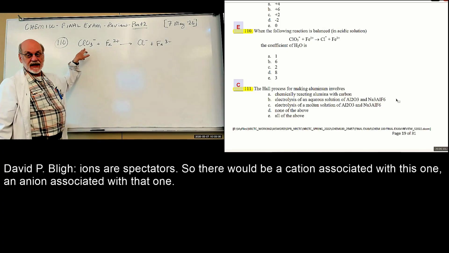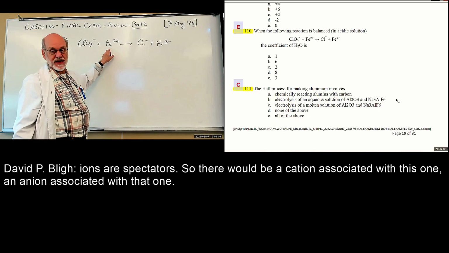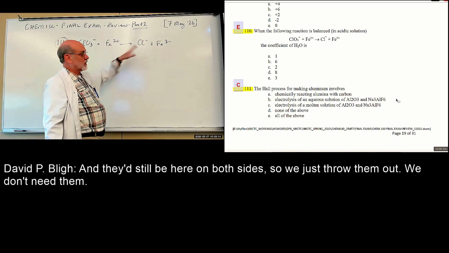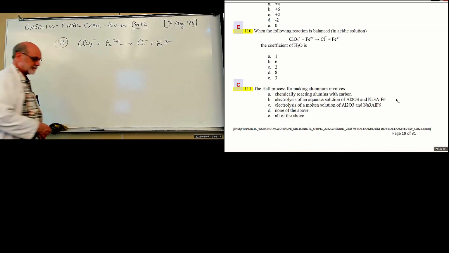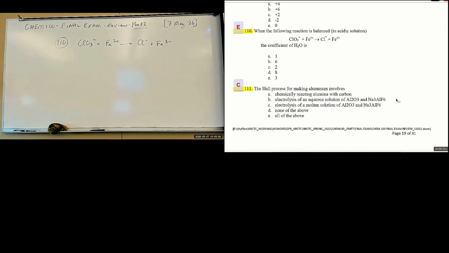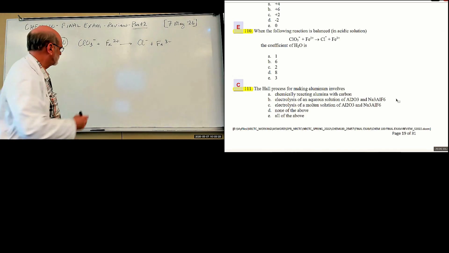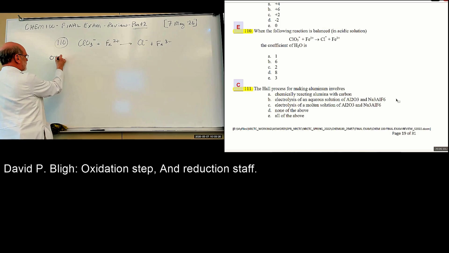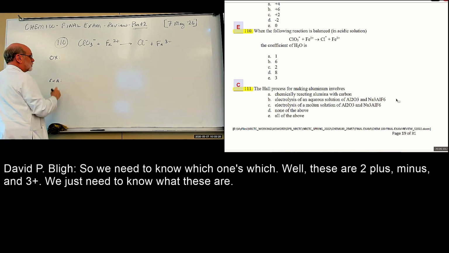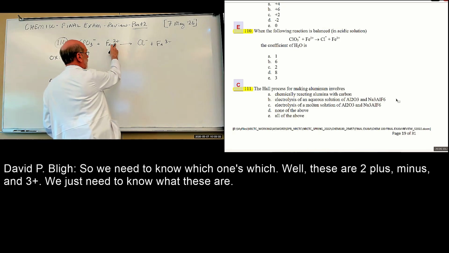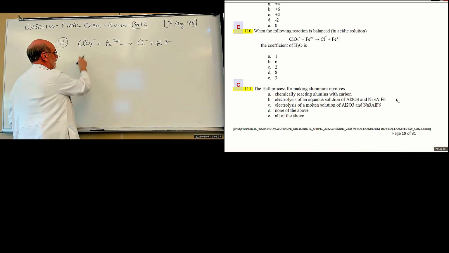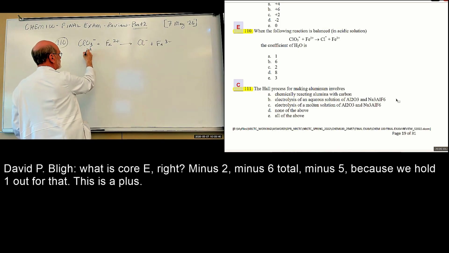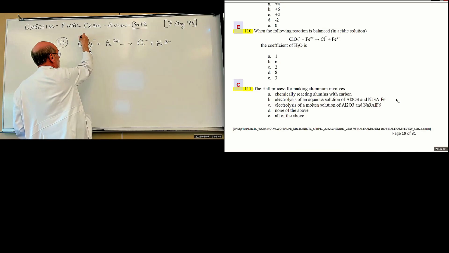So there would be a cation associated with this one, an anion associated with that one, and they'd still be here on both sides. So we just throw them out. We don't need them to balance this equation. All right, half reaction. Oxidation step and reduction step. So we need to know which one's which. Well, these are 2 plus, minus, and 3 plus. What is chlorine? -2, -6 total, -5 because we hold 1 out for that. This is a plus 5.